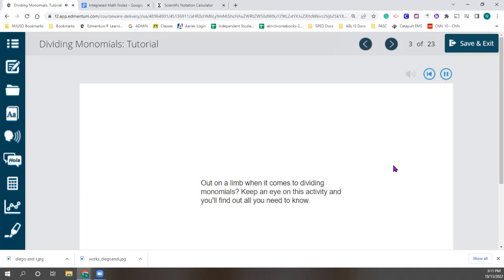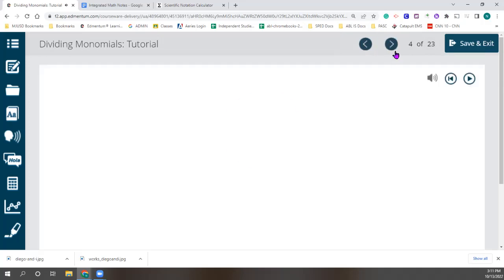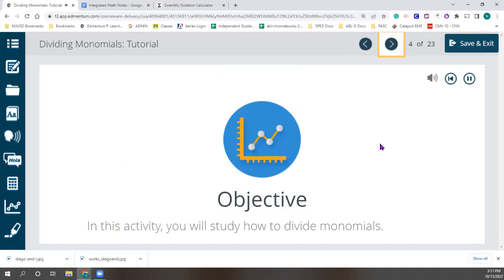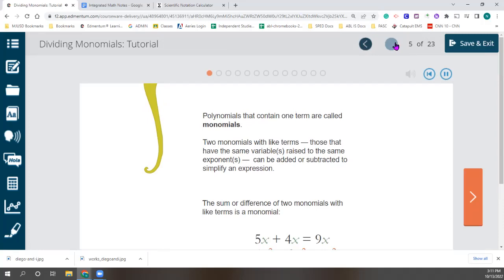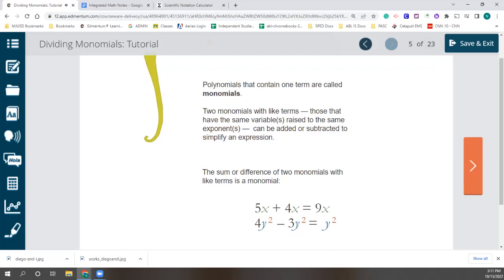Out on a limb when it comes to dividing monomials? Keep an eye on this activity and you'll find out all you need to know. In this activity, you will study how to divide monomials. Polynomials that contain one term are called monomials. Two monomials with like terms, those that have the same variables raised to the same exponents, can be added or subtracted to simplify an expression. The sum or difference of two monomials with like terms is a monomial. That's a review.